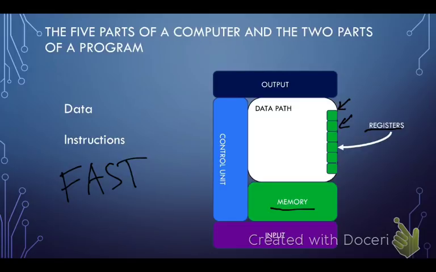So if we can, then we want to do operations on registers and keep the data that we're going to be operating on in registers as much as is possible. That's one of the ways we can optimize the performance of our programs.